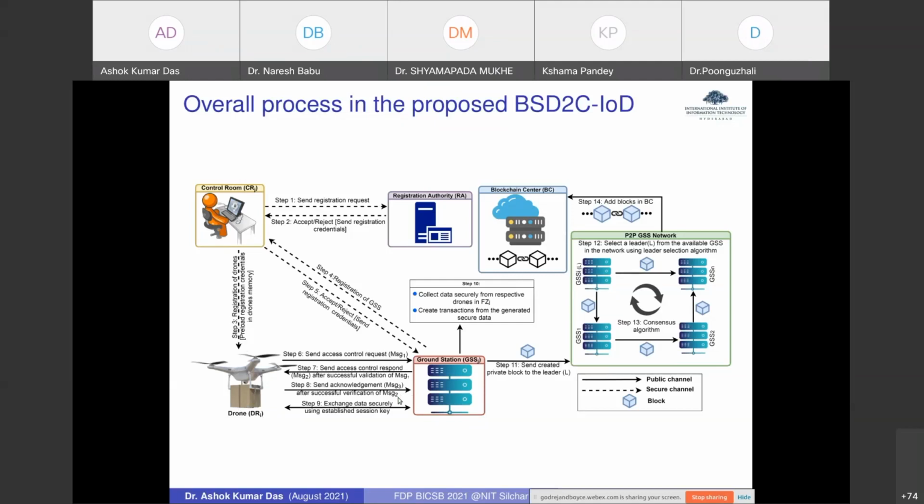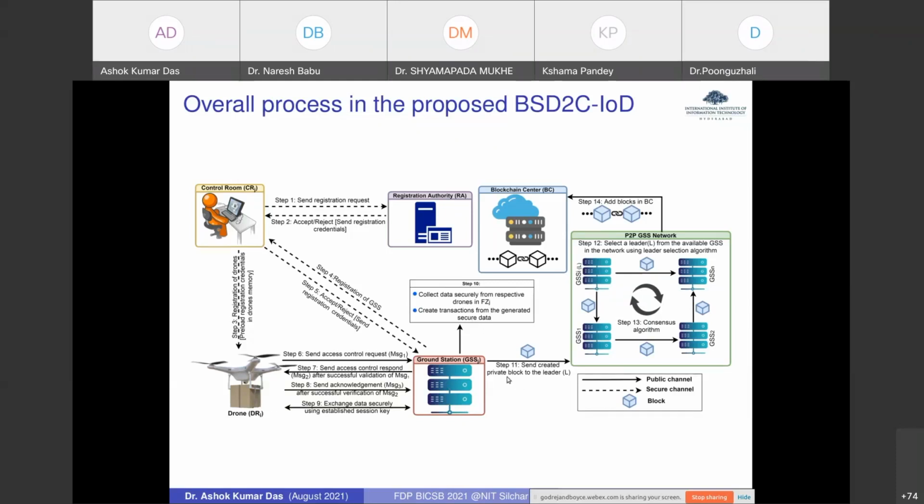Next, we will also see the procedure by exchange of three messages, message 1, message 2, and message 3, and they will be able to perform the access control phase in order to establish a session key between them. Using the session key, they can communicate all the transactions securely with the base stations. Once base stations collect data securely from respective flying zones from drones, those transactions will be created, and transactions will be used to create a private block.